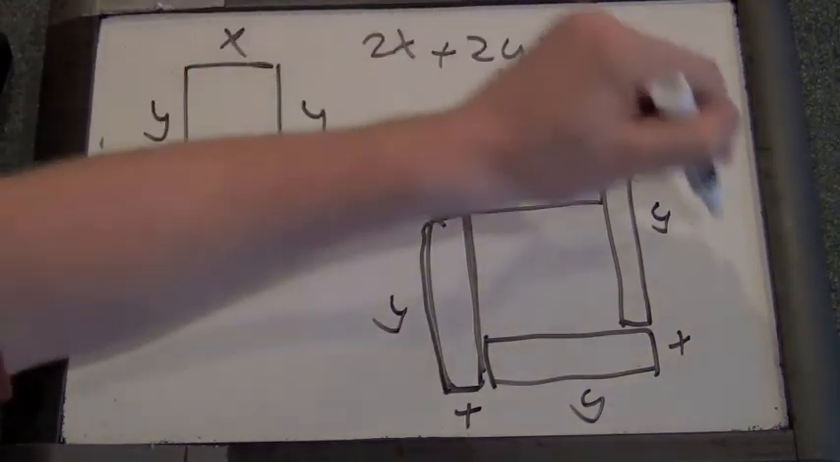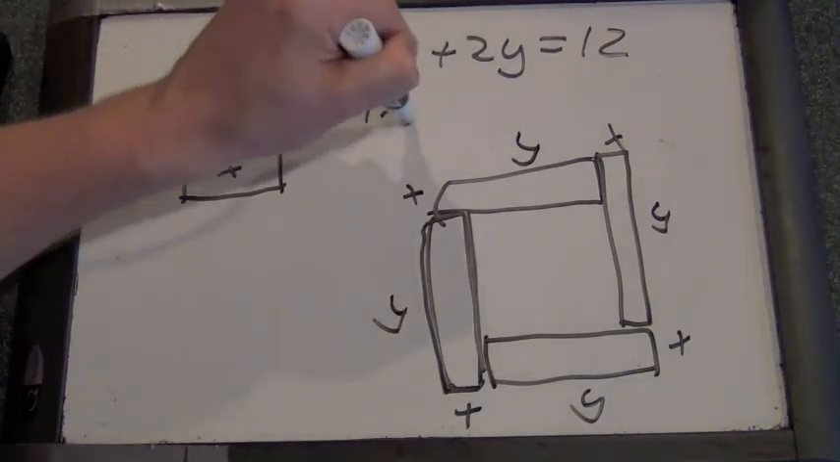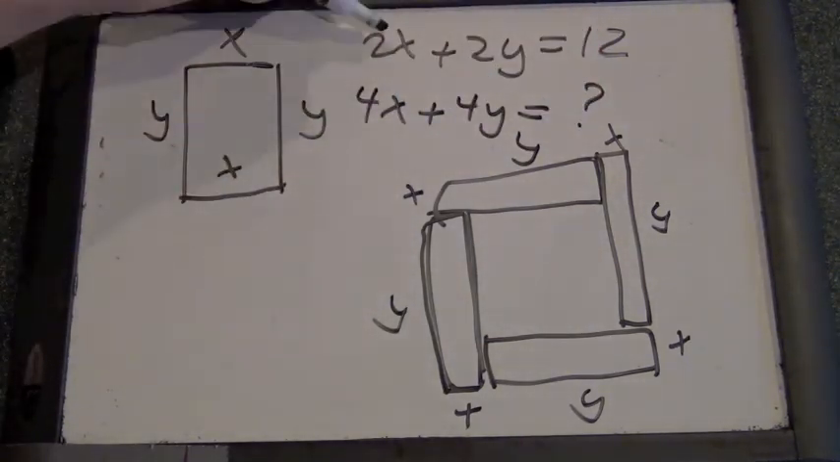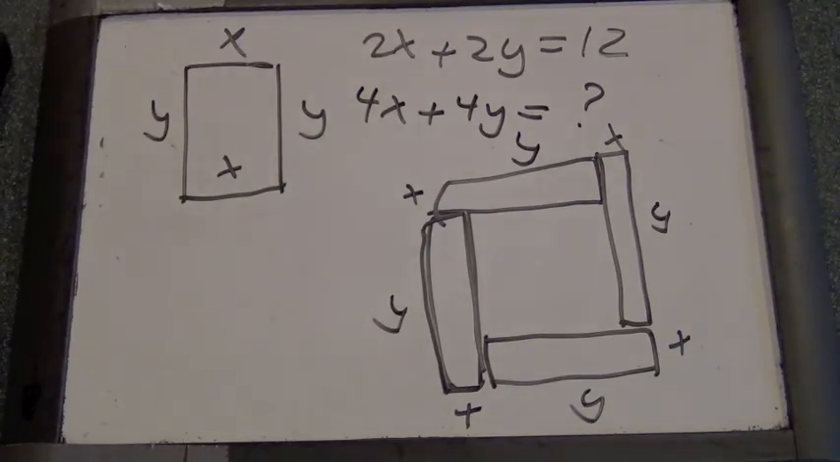Now, how far is it all the way around the outside of the square? How many x's and how many y's? There's 4 x's and 4 y's. Okay, so we've got to figure out what 4x plus 4y equals. Well, if we know 2x plus 2y equals 12, how are we going to figure out what 4x plus 4y equals? Well, it's going to equal 24.